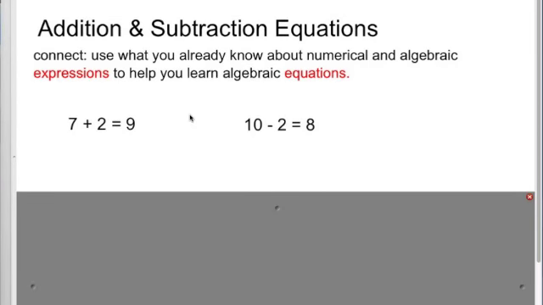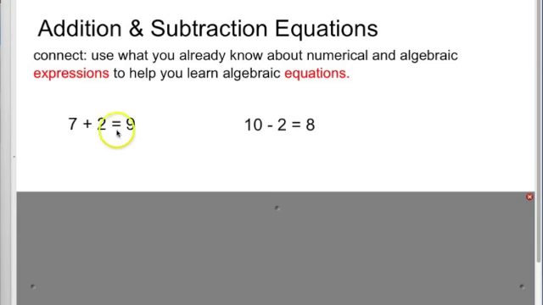Today we are going to be looking at addition and subtraction of equations, and we're going to use what we already know about numerical and algebraic expressions to help us learn about algebraic equations. If you remember, when we were working with numerical expressions and algebraic expressions, we did not use the equal sign. Well, now we're going to be looking at equations, and the equations do have an equal sign.